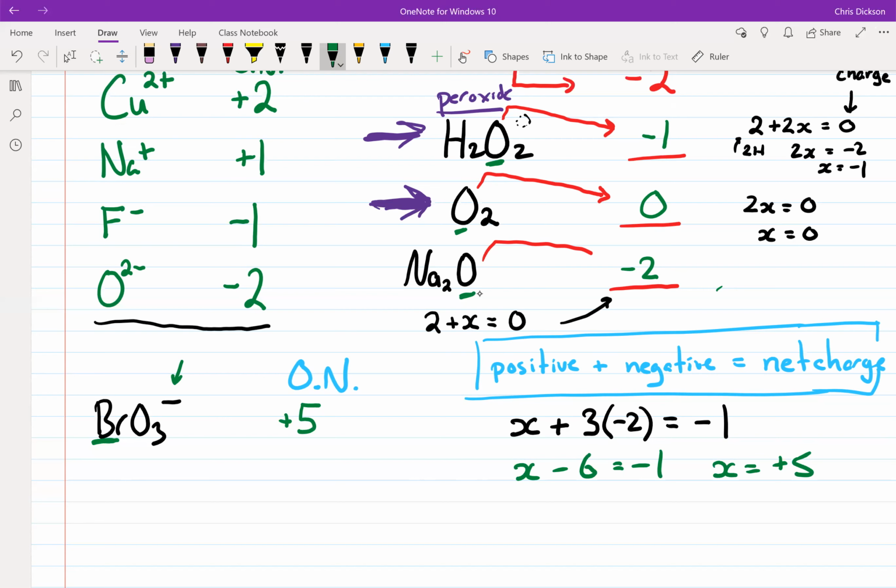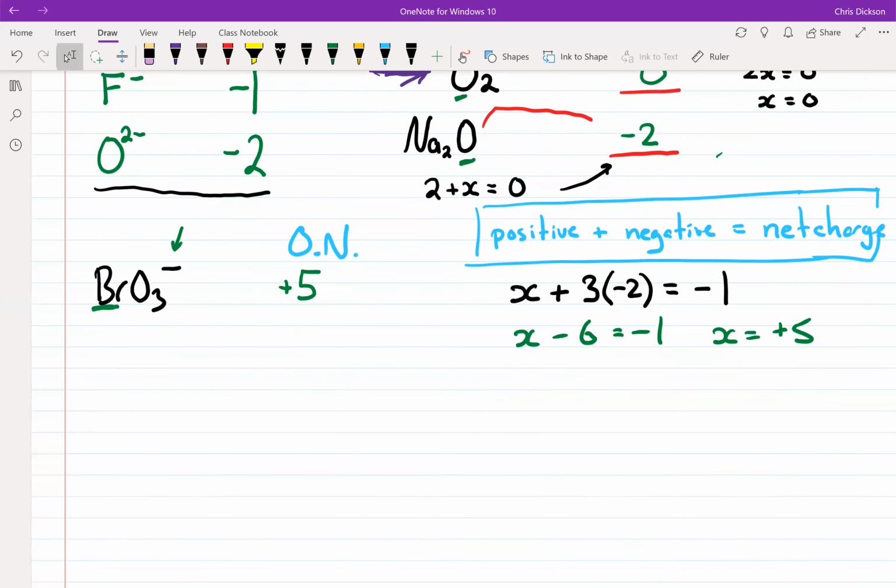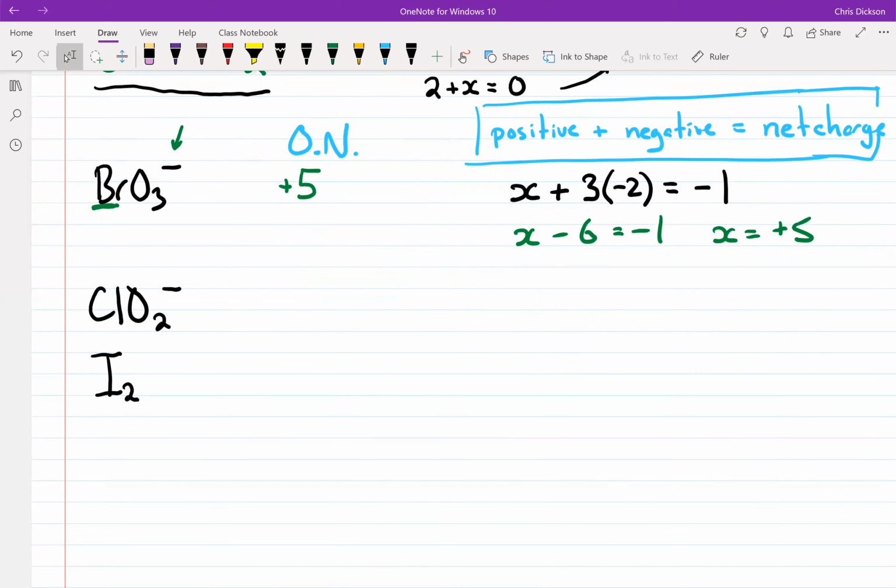Okay, so I'm going to just give you a few more examples, and once again, this does take a bit of practice to get good at. Let's take a look at ClO2 minus. See if you can answer that one. And let's try I2, iodine. And let's try, oh, that's a good one. Cr2O7 with a -2, so chromium, dichromate. Okay, so try those ones, but pause the video, see what you think, and then I'll just continue on here.